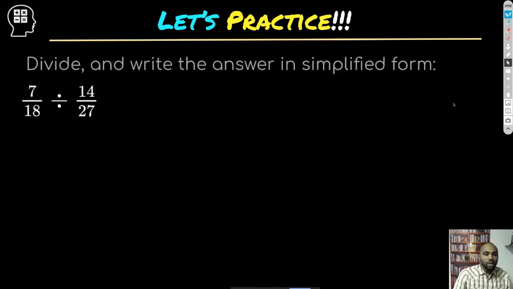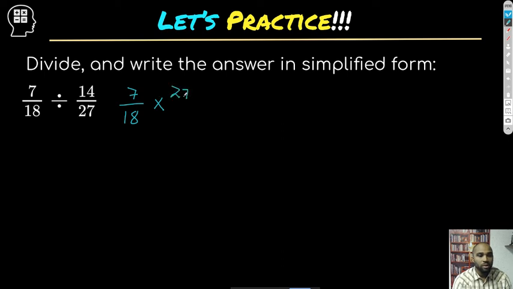Let's try another one. Again, I want you to try this one before I work it. All right, so I know that I'm going to keep my first fraction since I'm dividing. I'm going to keep that first fraction, 7 over 18. But I'm going to multiply the reciprocal. Instead of dividing, I'm going to multiply, put 27 over 14.